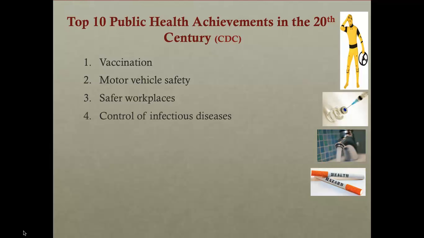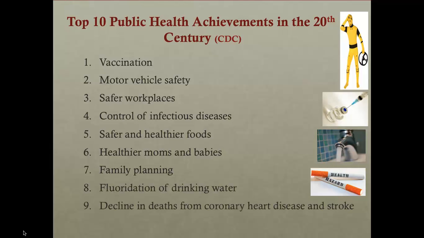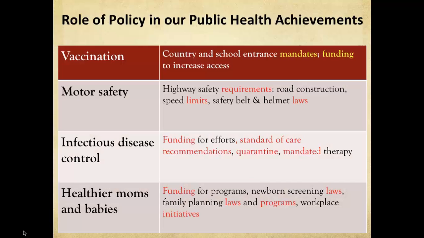Some of these things you may recognize, some of these things you may not recognize. Safer, healthier foods, control of infectious diseases, family planning, vaccination, motor vehicle safety. These are the top 10 achievements of the 20th century because they have in fact made a huge difference on population health worldwide. So as we're talking about health policy, we have to ask ourselves, what is the role of policy in these achievements?